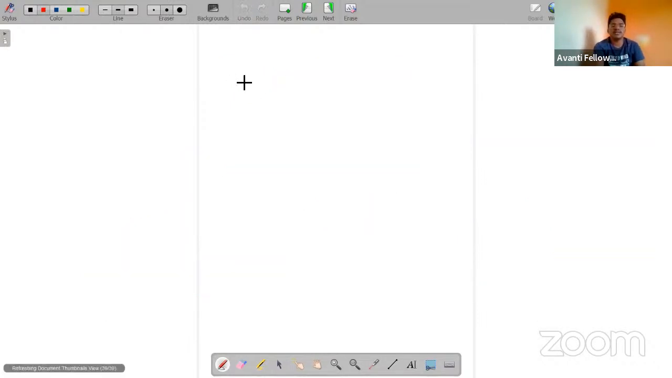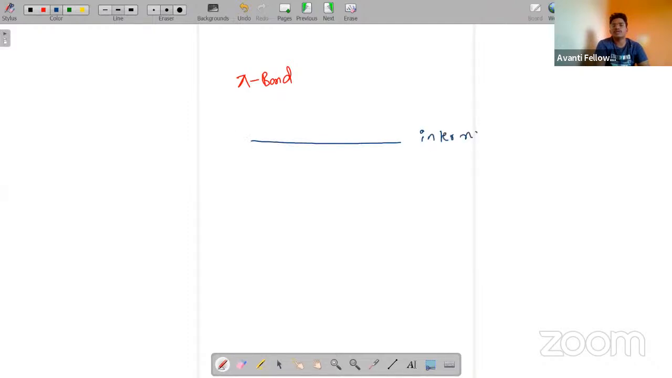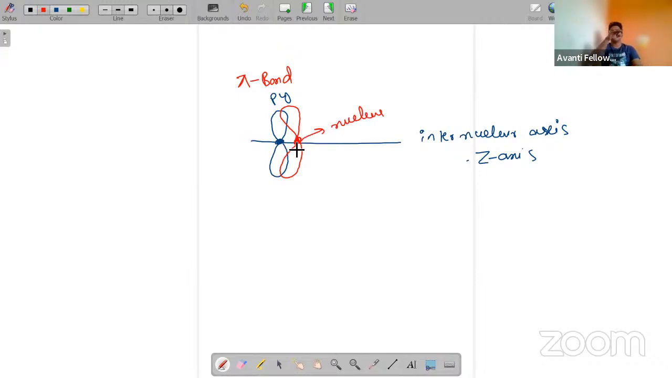And next, what is the other type? Now we are discussing pi bond. For the pi bond, let's suppose this is the internuclear axis. What is the meaning of internuclear axis? It is where the nuclei are aligned along this particular axis. Let's suppose I'm talking about p orbitals, and you consider it as the z axis, and this is y. So there is a py orbital, and this is the nucleus, and this is also a nucleus. So the nuclei are aligned along the z axis.